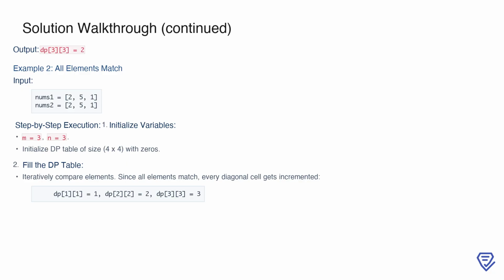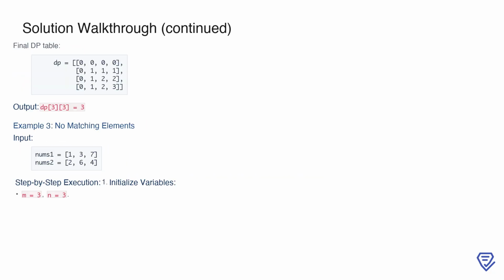For nums1 as 2, 5, 1, and nums2 as 2, 5, 1, we initialize m and n to 3 and create a new DP table of size 4 by 4, filled with zeros. During the filling process, since every element in nums1 corresponds directly with nums2, the diagonal values are incremented by 1. Specifically, dp[1][1] becomes 1, dp[2][2] becomes 2, and dp[3][3] becomes 3, reflecting that all elements contribute to the uncrossed lines count. At the end of this second example, the DP table reflects the perfect match between the two arrays.